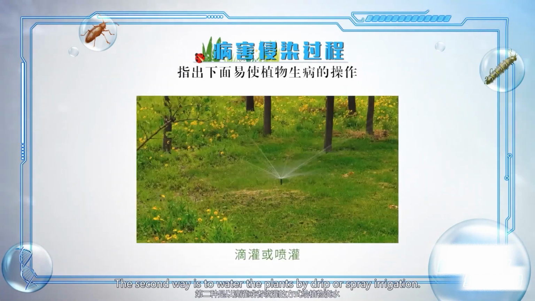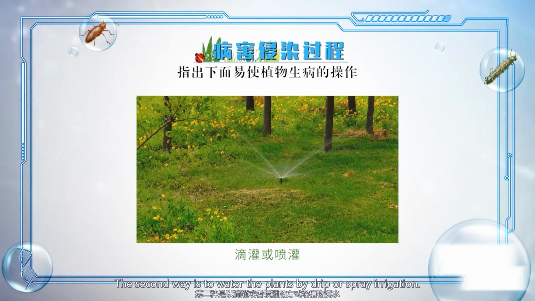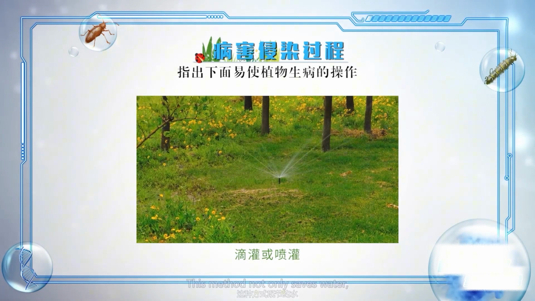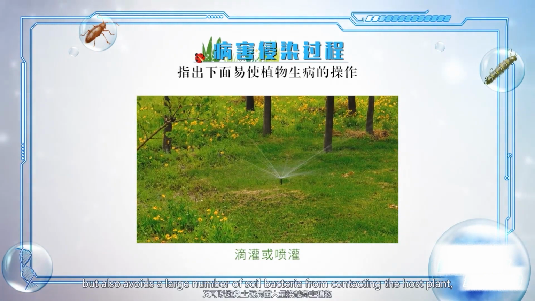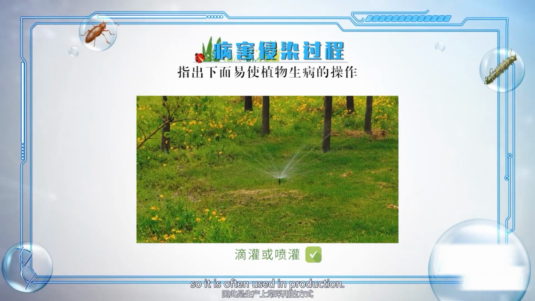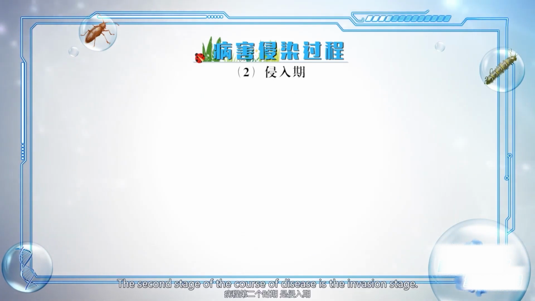The second way is to water the plants by drip or spray irrigation. This method not only saves water, but also avoids a large number of soil bacteria from contacting the host plant. So it is often used in production. The second stage of the course of disease is the invasion stage.